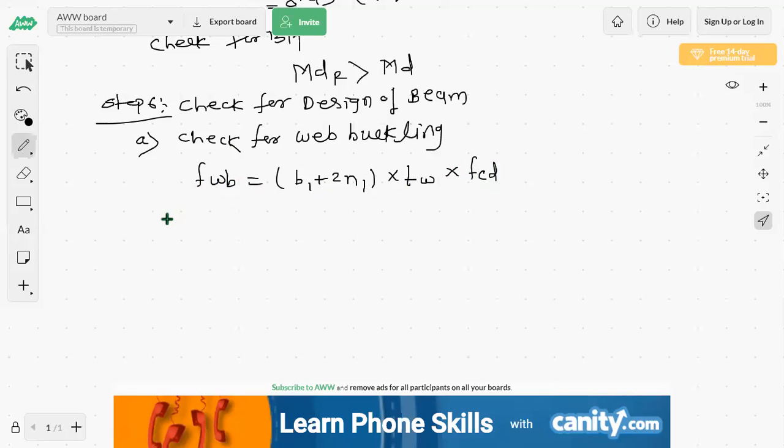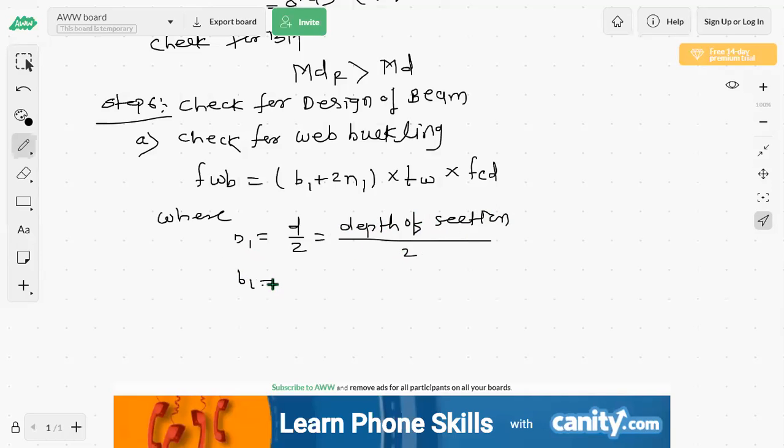Here N1 is equal to D by 2, that is depth of section by 2. Now what is B1? B1 is the width of flange.